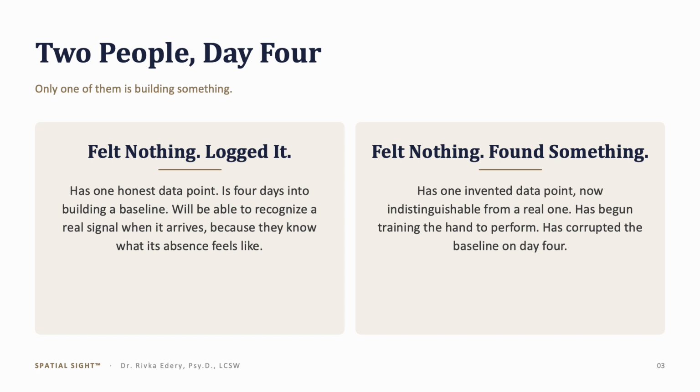In 3 weeks, when they lay their maps side by side to look for patterns, they will not be able to tell which entries were honest and which were manufactured. The whole record is compromised, and it was compromised on day 4 by a small act of self-kindness that felt at the time like effort. Worse, they have begun training the hand to perform. Hands are obliging. Ask them for a signal every day, and eventually they will supply one every day. That is not sensitivity. That is a well-trained hand giving its owner what it has learned she wants. Be the first person. It costs you nothing today, and it is worth everything later.